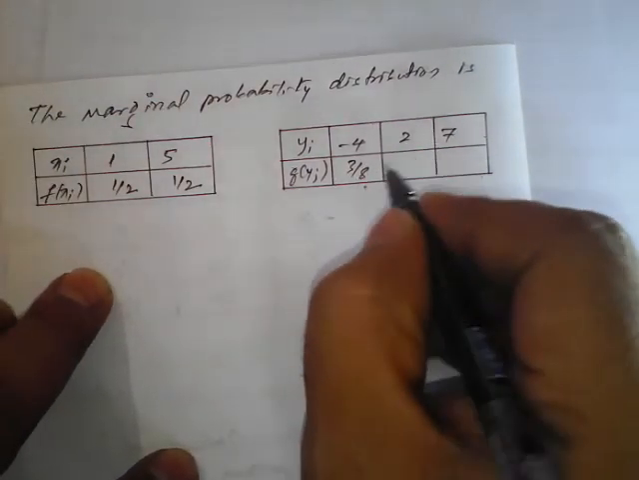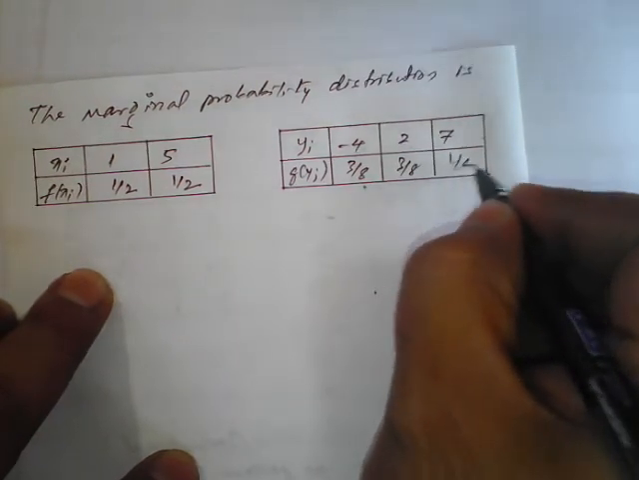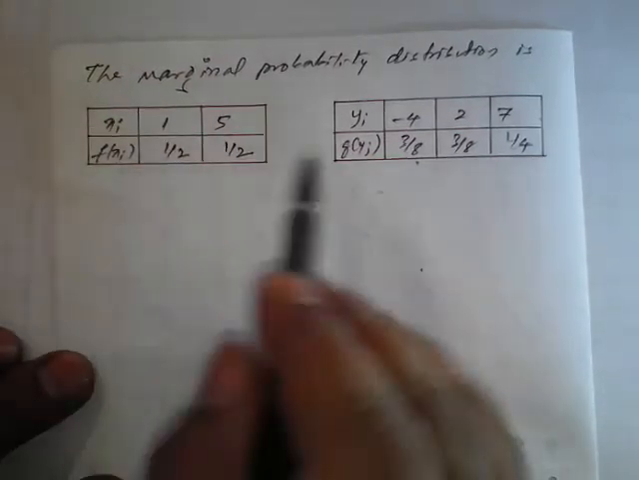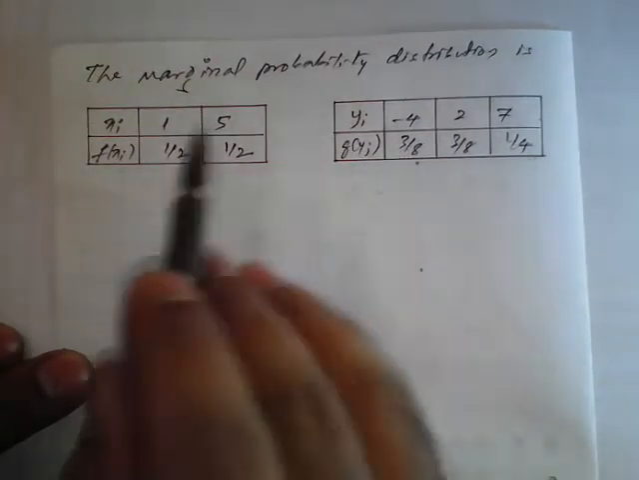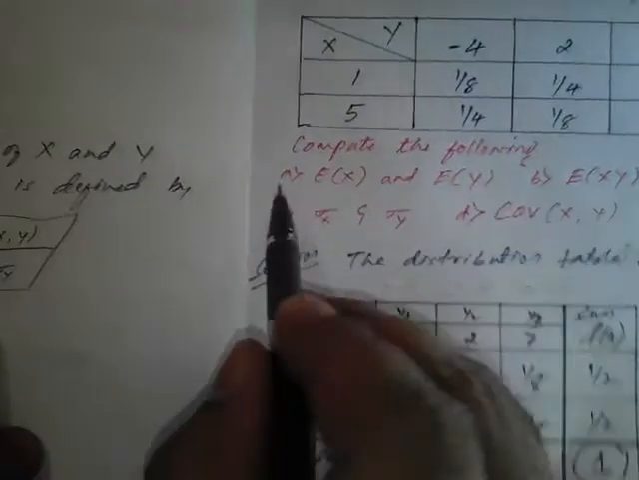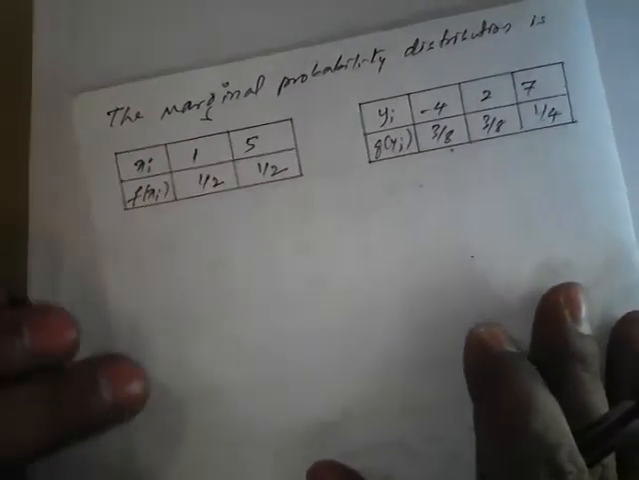Similarly, it is 3 by 8 for 2, and for 7 it is 1 upon 4. These two are nothing but the marginal distribution for x and the marginal distribution for y. With the help of this, we'll go for the first result, that is, we need to find the expectation of x and expectation of y.